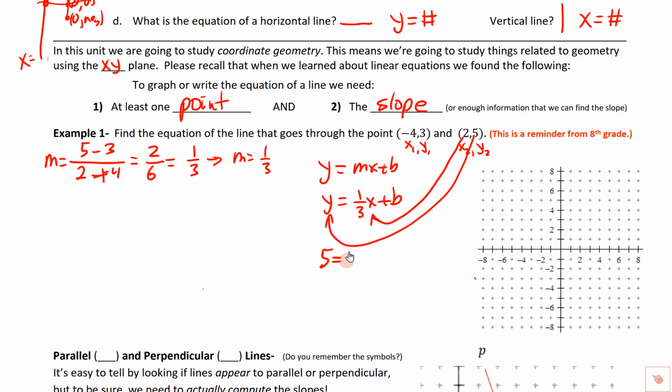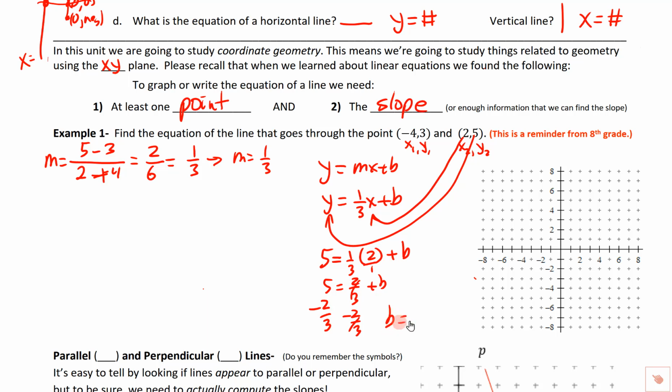So we're going to have 5 equals 1/3 times x, and x happens to be 2, so plus b. So 5 equals 1/3 times 2. Well, that's easy. Put that over a 1. Multiply the tops together, so that would be 2/3. So now all we have to do is get the b by itself. So I'm going to subtract 2/3 here and 2/3 here.